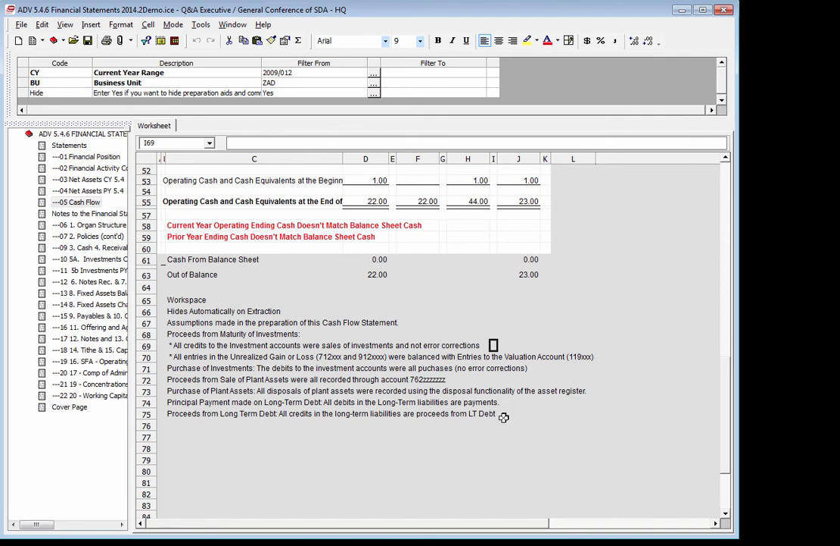Okay? So it is a little bit complex, and the most important thing is for you to know that if the assumptions here are not true, then your statements are incorrect and need to be patched up before you start handing them out to your board.